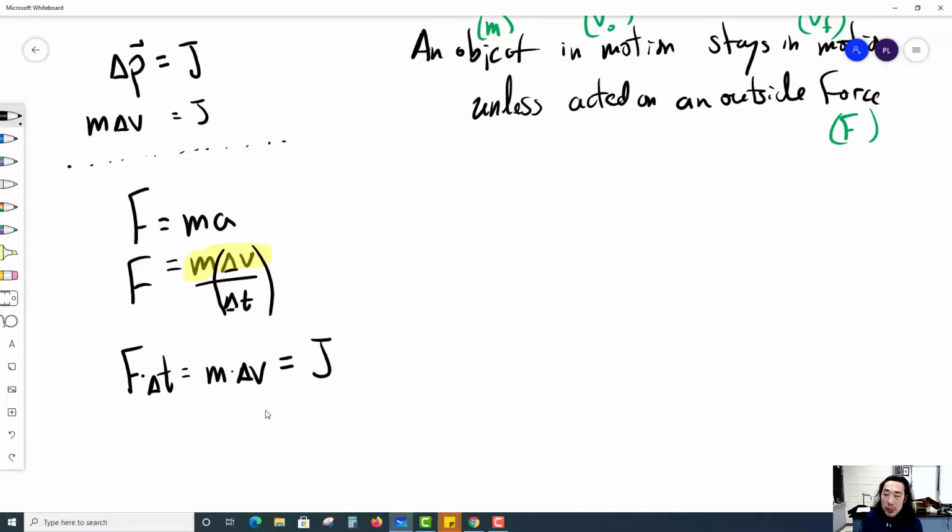If a system is in motion, it'll stay in that motion unless there is an outside force, and that force will act on the object over a period of time. All right, so what is the formula for impulse?